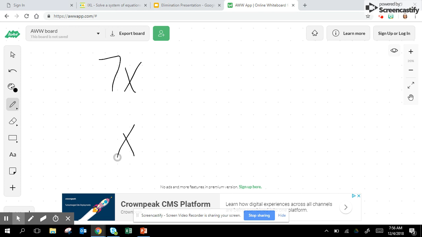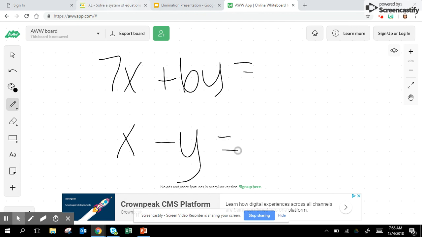7x plus 6y equals 5, and x minus y equals negative 16. So honestly, guys, it totally doesn't matter which one you do. You could do the x's or you could do the y's. Your call. I'm going to go ahead and do the x's. I guess I could do the y's. It really doesn't matter. Let's go ahead and do the y's.